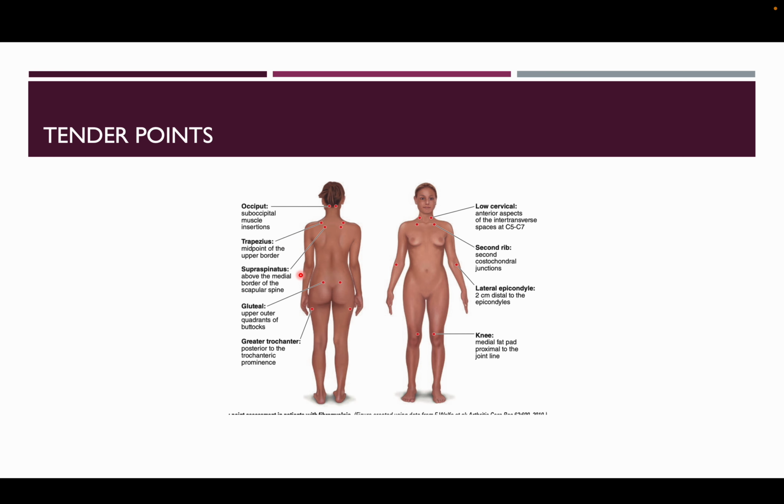Occipital, trapezius, supraspinatus, gluteal, greater trochanter, medial to the knee joint, second rib, lateral epicondyle. These are all the tender points. Around 18 points are present.